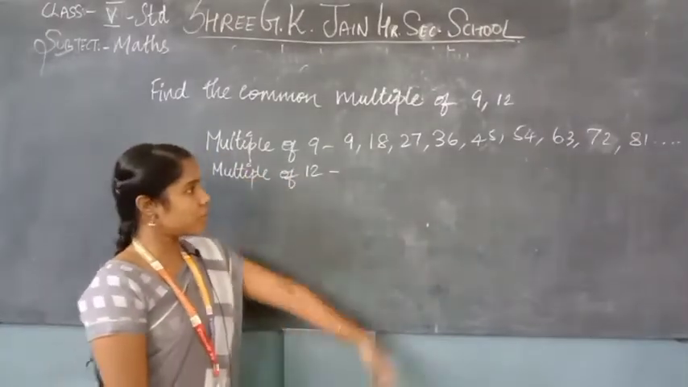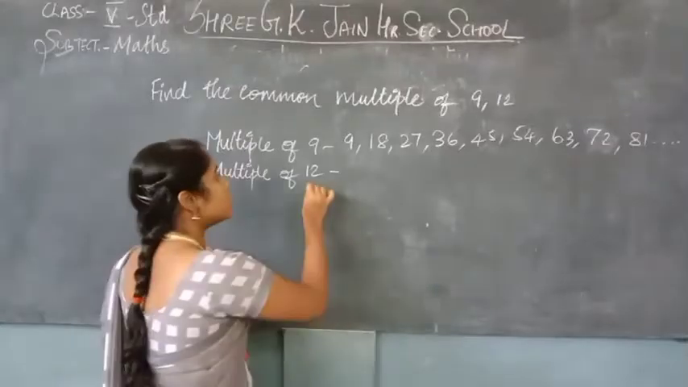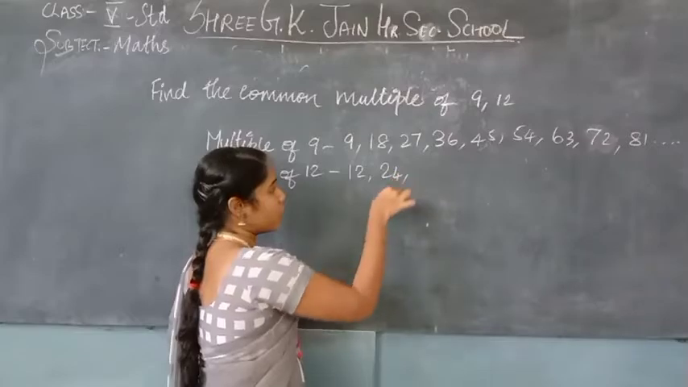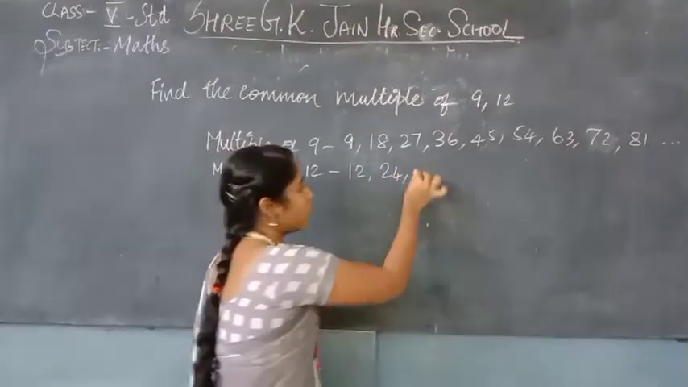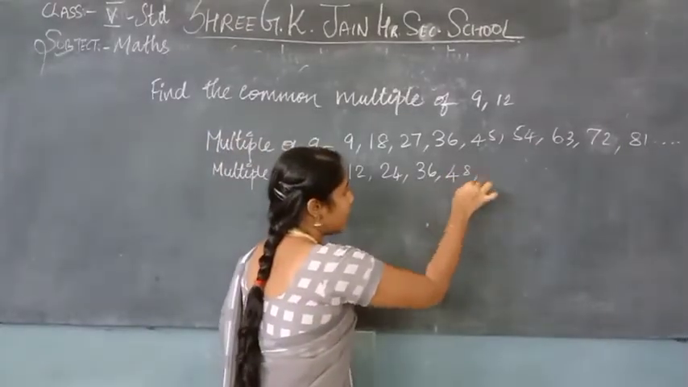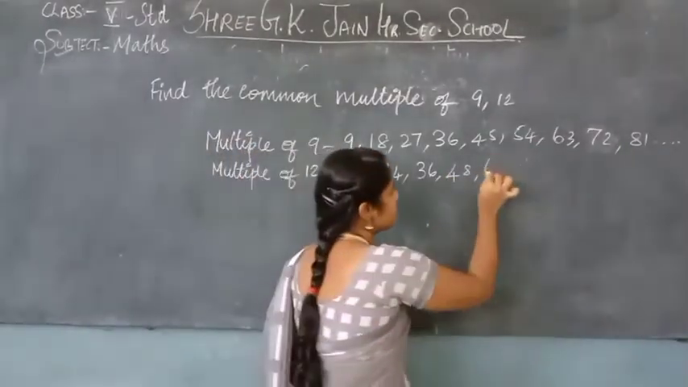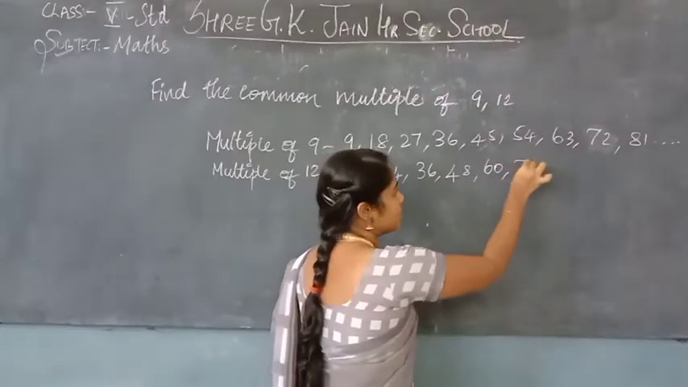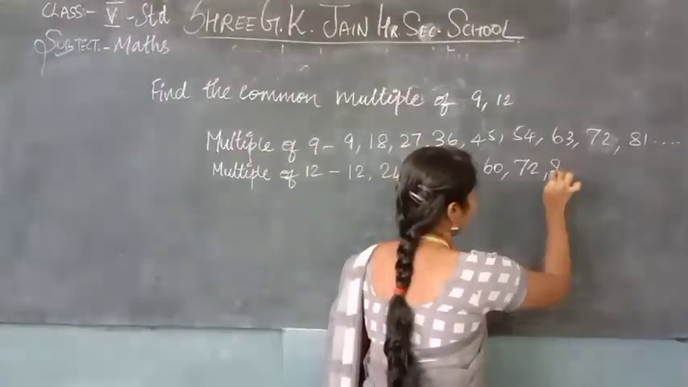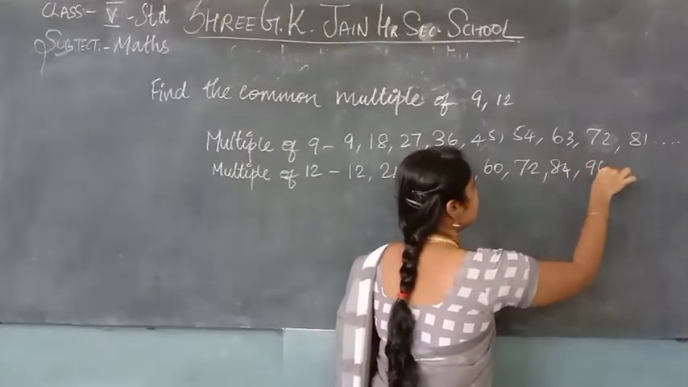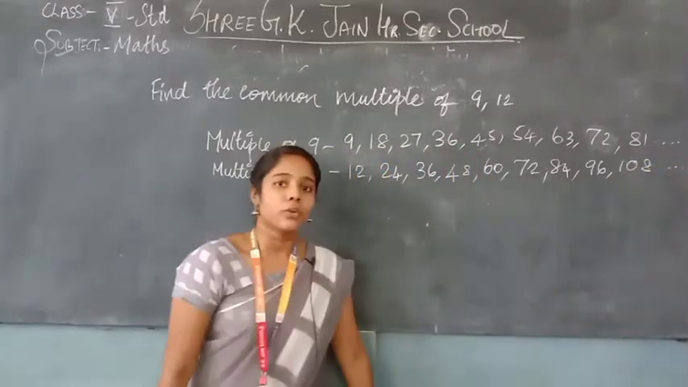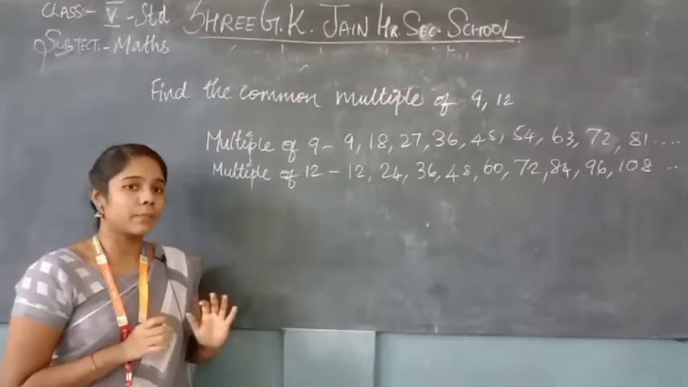Then the multiples of 12. Shall we write the multiples of 12 now? The first one is 12, then 24, then 36, then 48, then 60, then 72, then 84, then 96 and then 108.